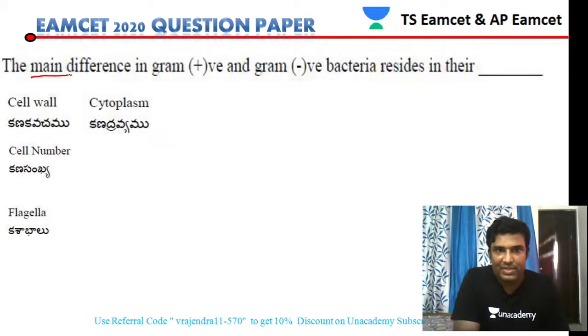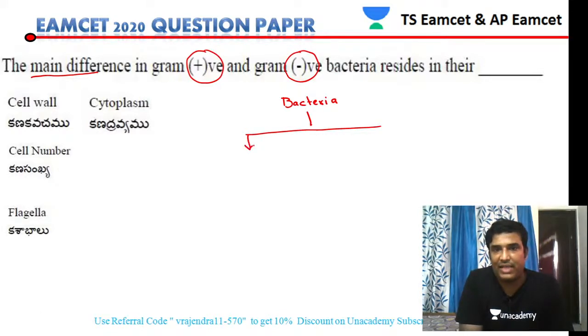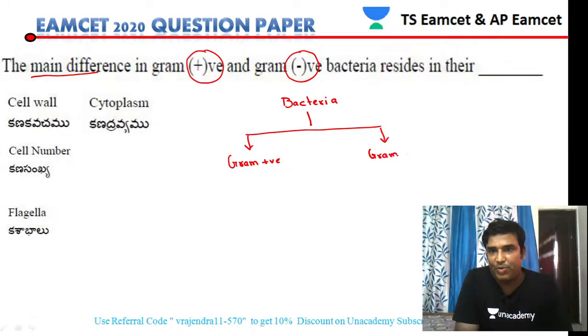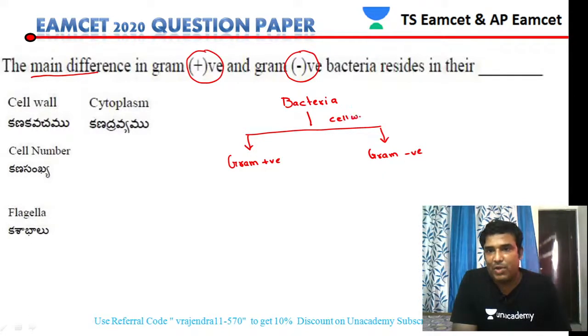The main difference between gram positive bacteria and gram negative bacteria. Bacteria are no doubt prokaryotes. Bacteria are further classified into two types. One type is called gram positive bacteria, and another is called gram negative bacteria. Bacteria are classified into gram positive and gram negative based on the cell wall composition.